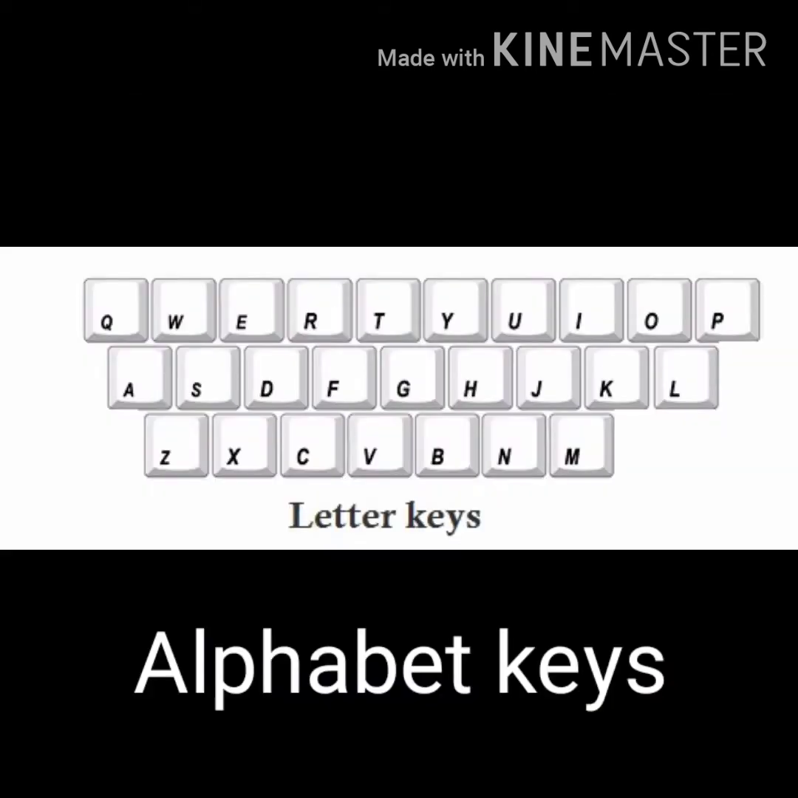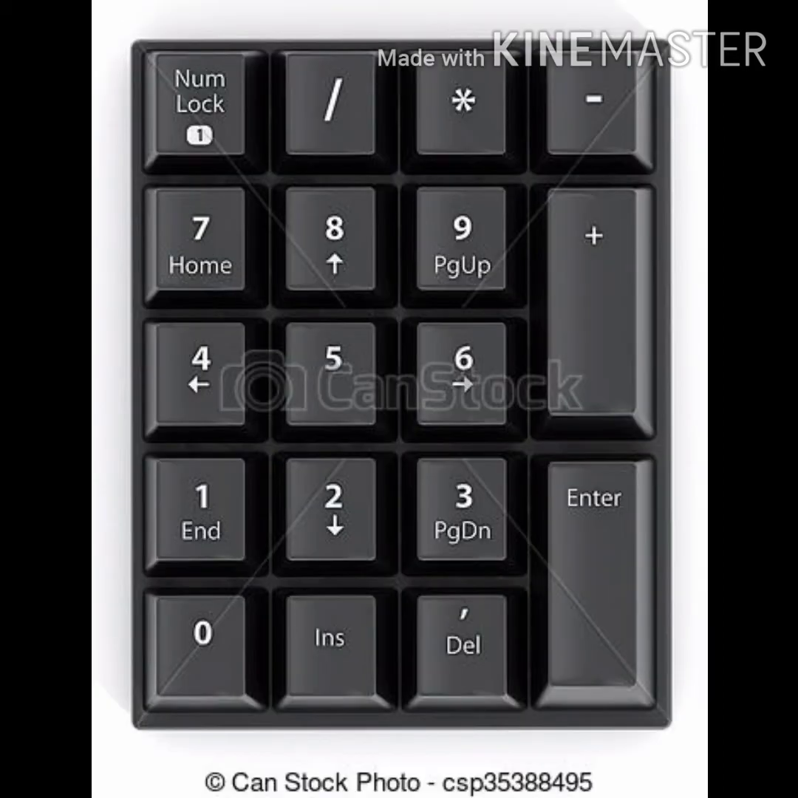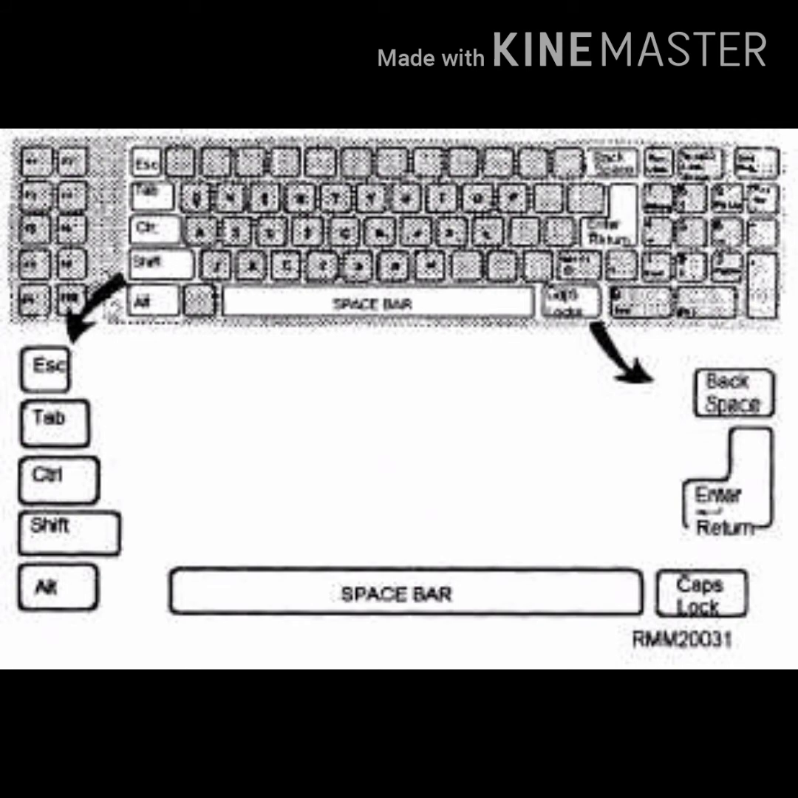The keys having letters from A to Z are called the alphabet keys. We use the alphabet keys to type letters, words, and sentences. Numeric keys. The keys having numbers from 0 to 9 are called the numeric keys. These keys are used for typing numbers. Now we will read about special keys. Special keys perform some very important functions on a computer. These mainly include the following keys.